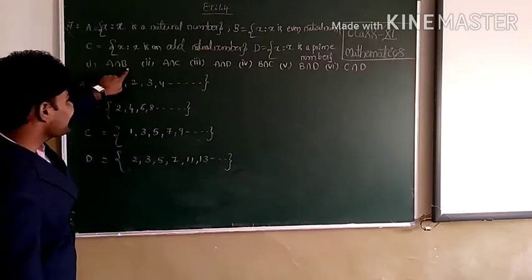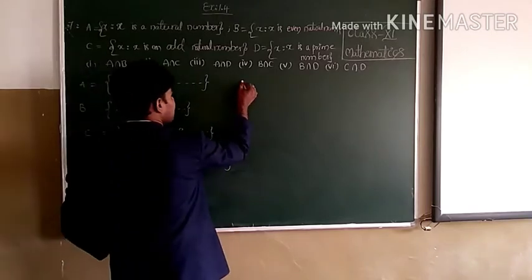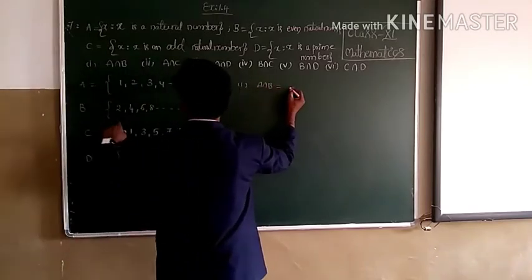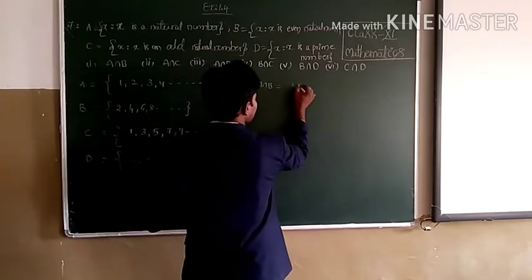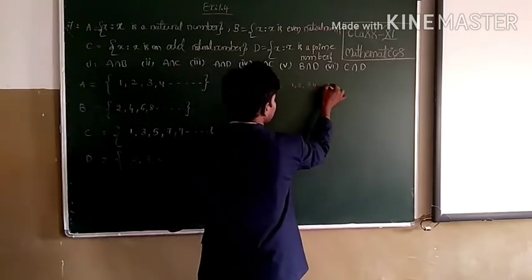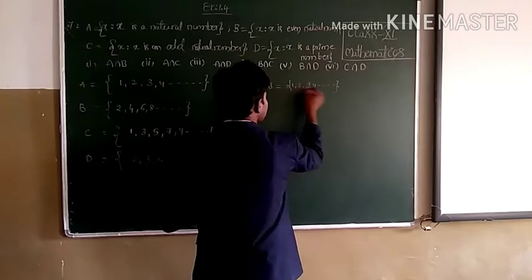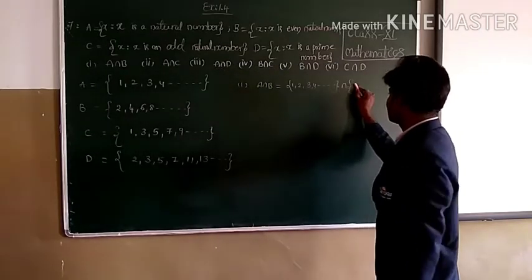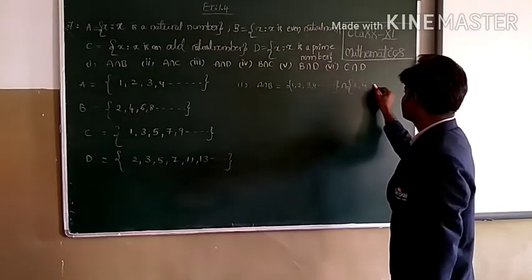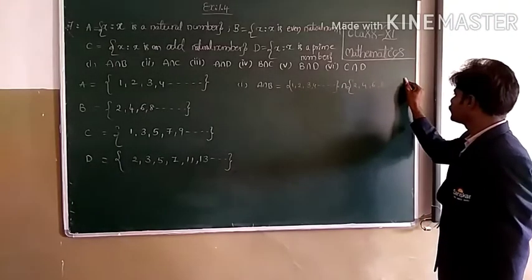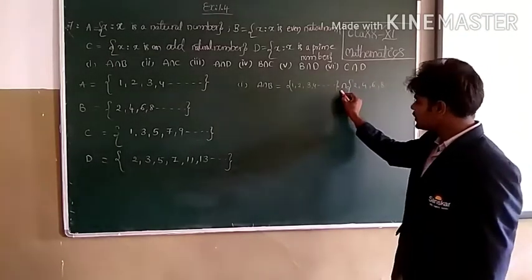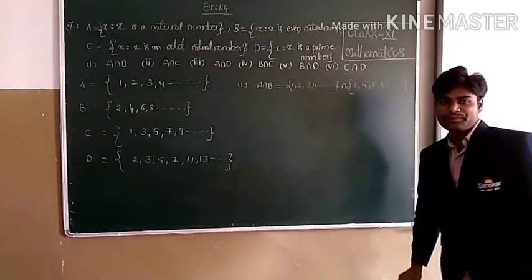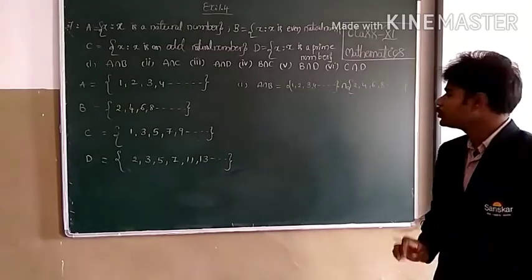So the first one is A intersection B. A is all natural numbers 1, 2, 3, 4 and so on. Next, B is all even natural numbers 2, 4, 6, 8 and so on. So here the operation is intersection, right? We need to observe the common elements in both the sets.